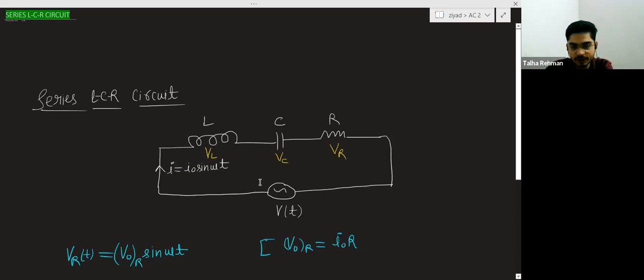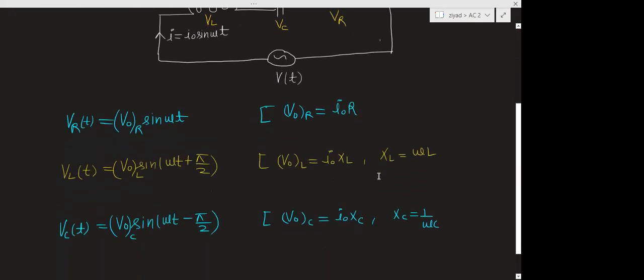Here is an alternating voltage source. So across the inductor there will be a voltage, across the capacitor also there will be a voltage, and across the resistor there will be a voltage. Voltage across the inductor, voltage across the capacitor, voltage across the resistor.